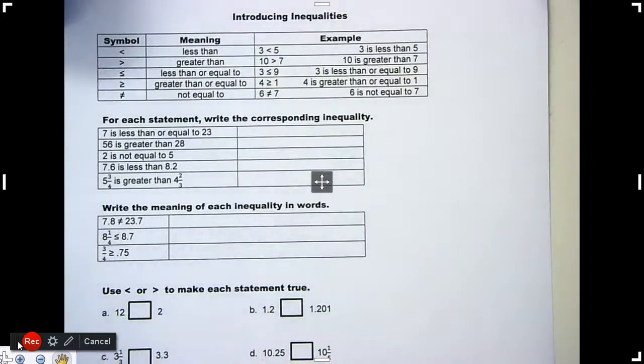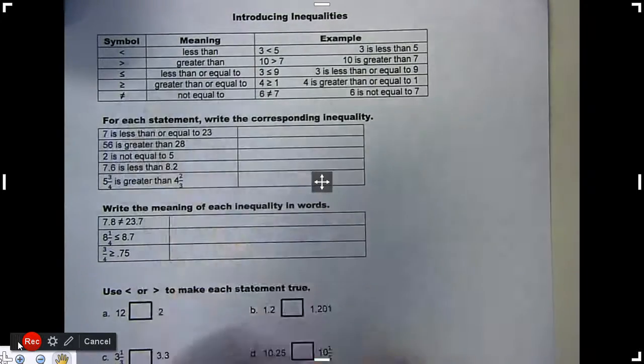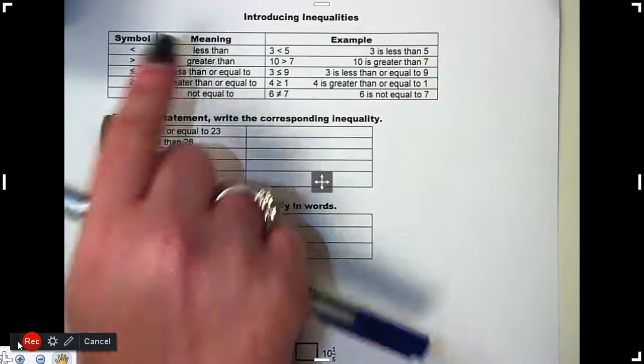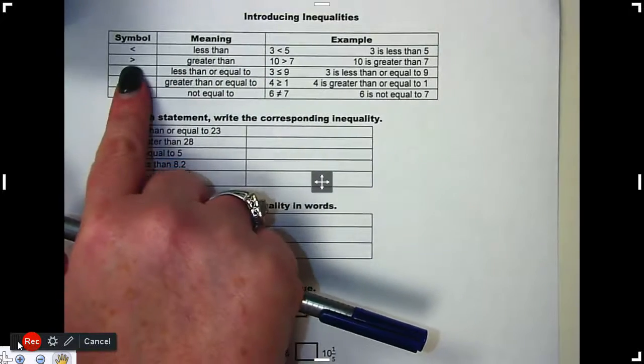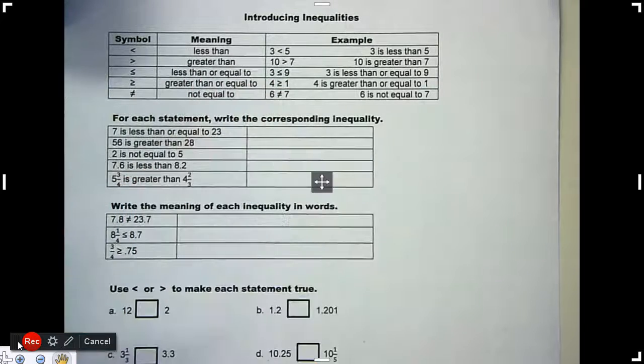So let's look at the notes for today. All right, so you all know that this symbol means less than. So an example is 3 is less than 5. This symbol means greater than. 10 is greater than 7.